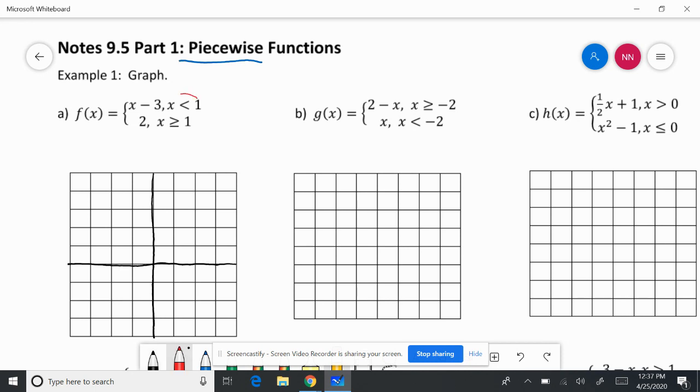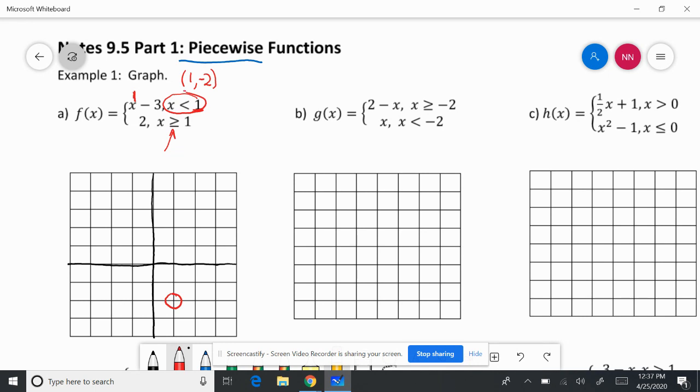With our first one, our starting point is 1. So I'm going to plug a 1 into the equation. 1 minus 3 gives me a negative 2. So I'm starting at (1, negative 2). Notice that it's less than, not less than or equal to. I filled it in, but that was a mistake. It should be an open circle because we're not including the 1. We're going to include the 1 on the second equation.